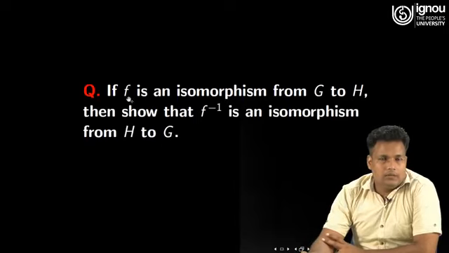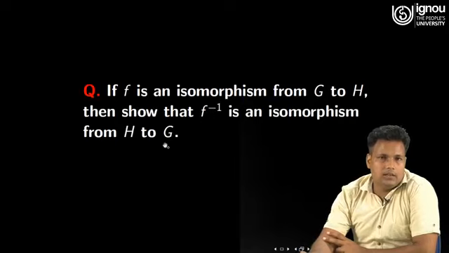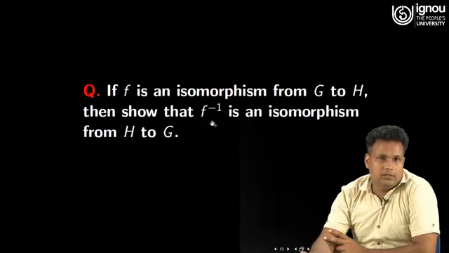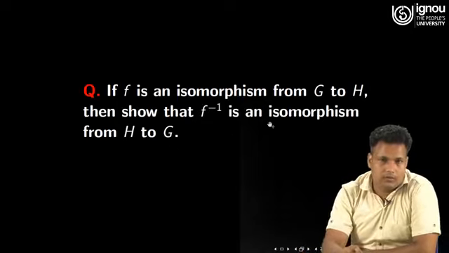So since F is an isomorphism, F is a bijection, right? And therefore F inverse is also a bijection. The only thing that remains is that you consider any two vertices in H, say U and V, which are adjacent, and then you have to show that the images of the vertices U and V under F inverse are adjacent in G, which you can show easily. So we just leave it to you.